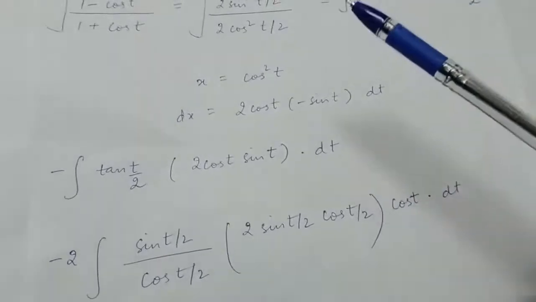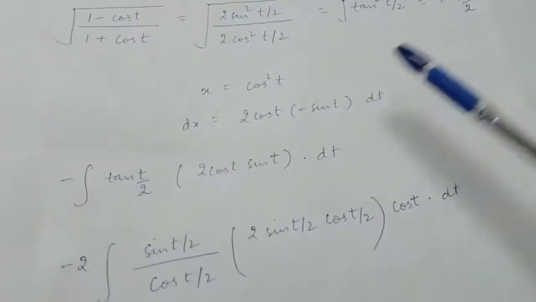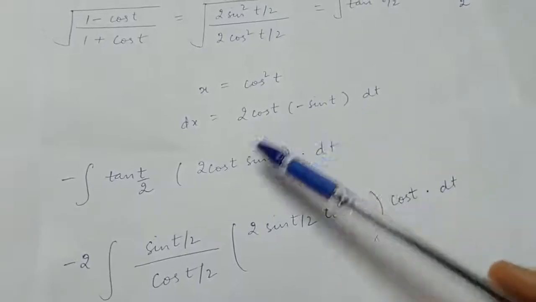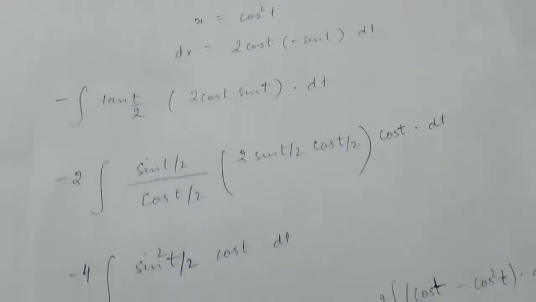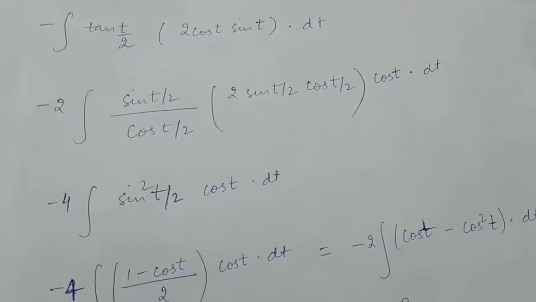So the given integral will now become, in place of this function, tan (t by 2). And in place of dx, you will get this complete expression, right? Minus outside. Now, write down this tan (t by 2) as sin (t by 2) into cos (t by 2).